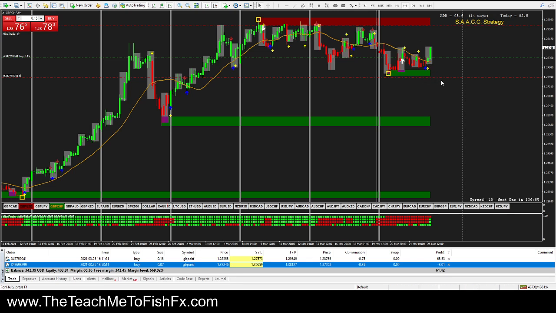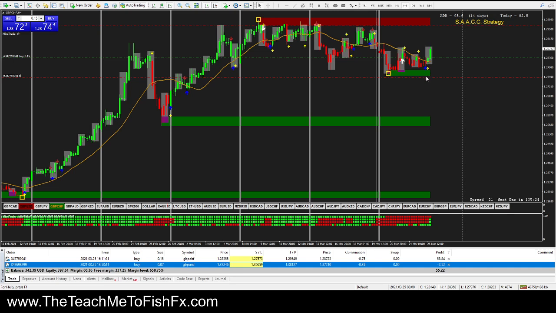In targeting, I'm targeting 1 to 1.5 risk reward. So the stop loss here is 782 points or 78.2 pips, and my take profit target is 1,294 points or 129.4 pips. And so that is my target.